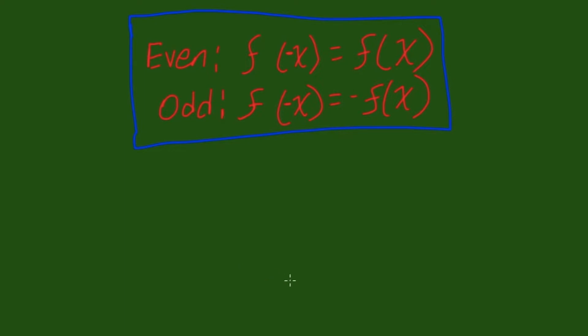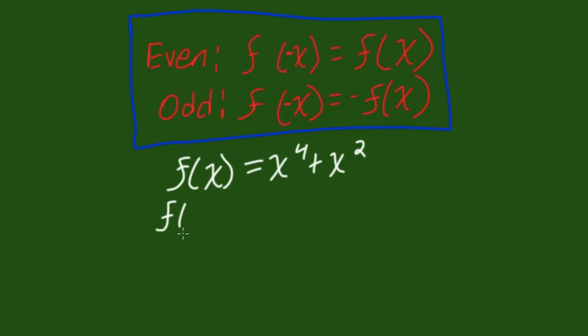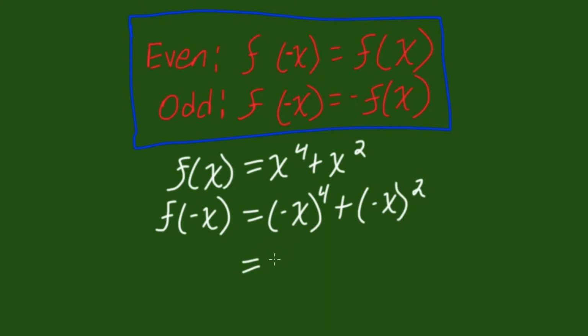So let's say we have the function f of x is equal to x to the power of 4 plus x to the power of 2. To determine if it's even or odd, we're going to plug in f of minus x. All we do is change the sign to negative x, and that will give us negative x to the power of 4 plus negative x squared. Since we're raising negative x to the power of 4, which is an even index, that negative goes back to being a positive. This means that we get x to the power of 4 plus x squared.